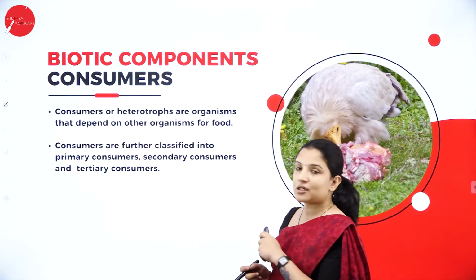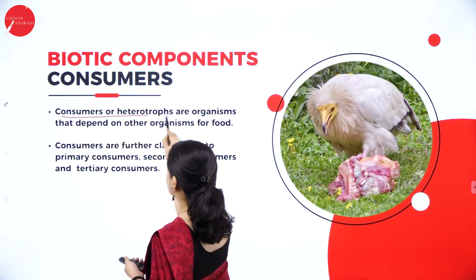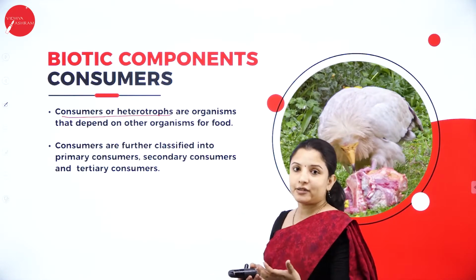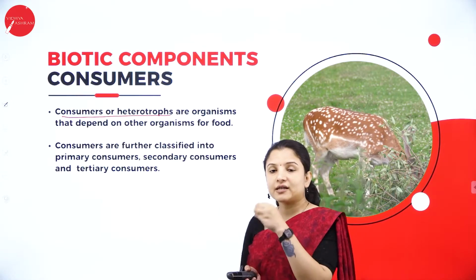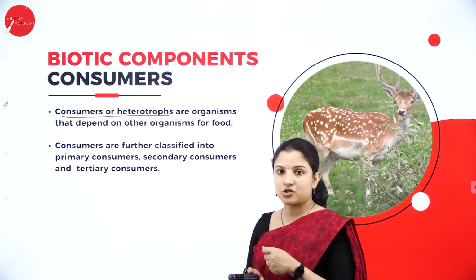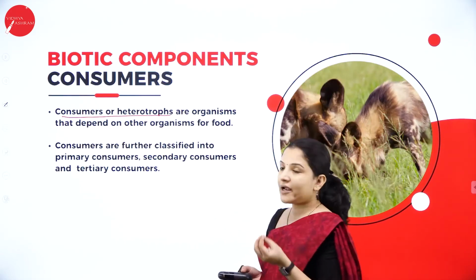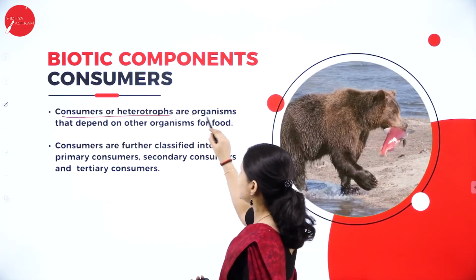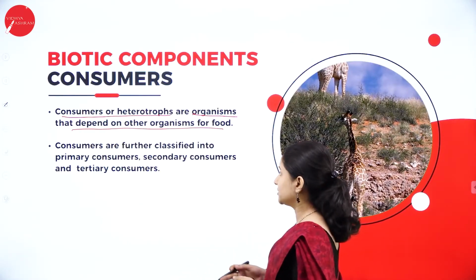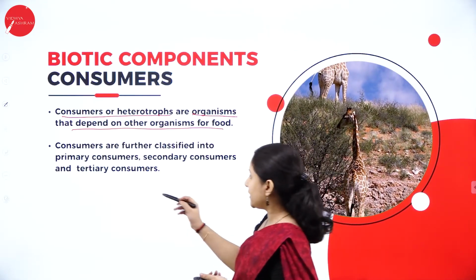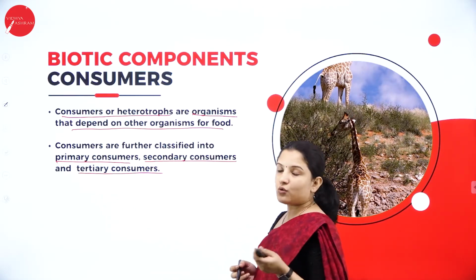So next, let's study about the consumers. What are the consumers? Consumers are also called heterotrophs. Consuming. We are heterotrophs. We consume food in order to gain energy. Animals are heterotrophs. They consume the green plants in order to gain energy. They consume another animal in order to gain energy, right? So consumers are heterotrophs, the organisms that depend on other organisms to get food for energy. Consumers are further classified into primary consumers, secondary consumers and tertiary consumers. So what are these? Let's look into it.